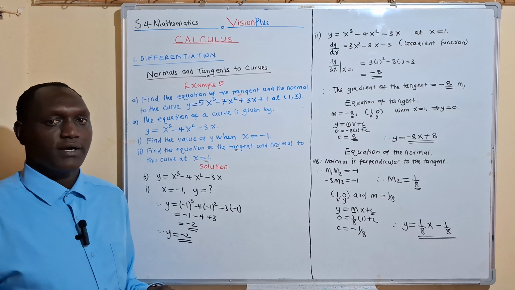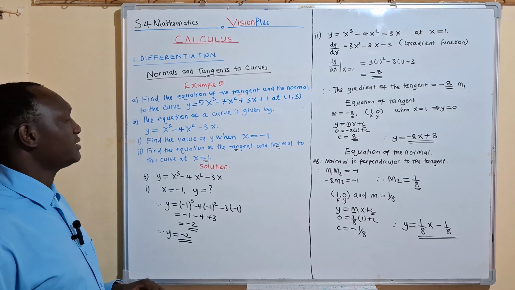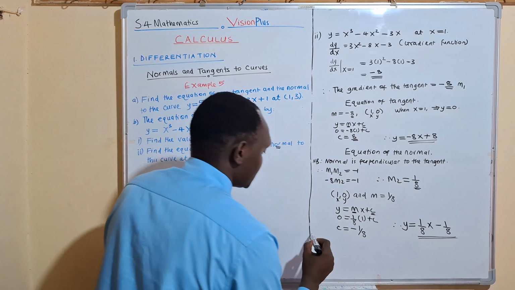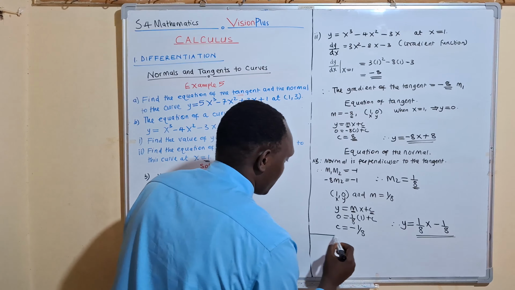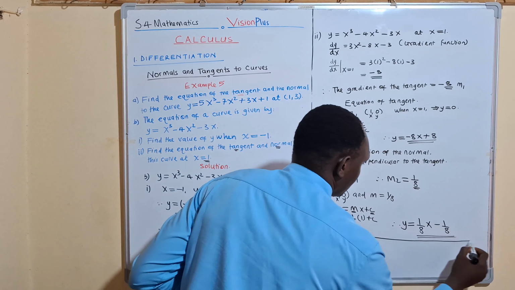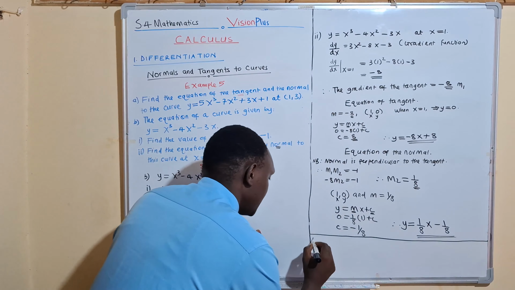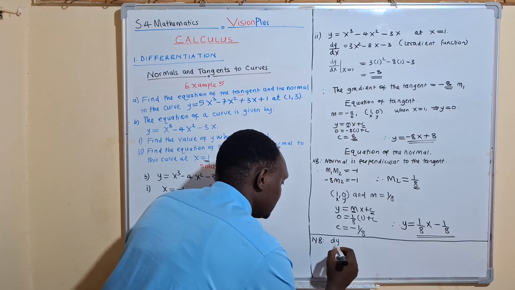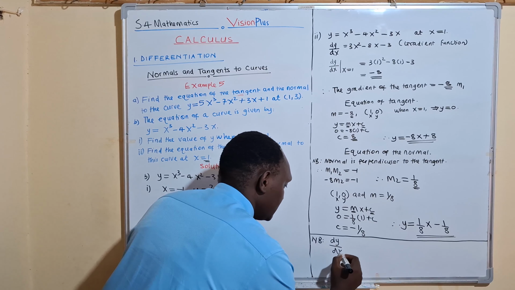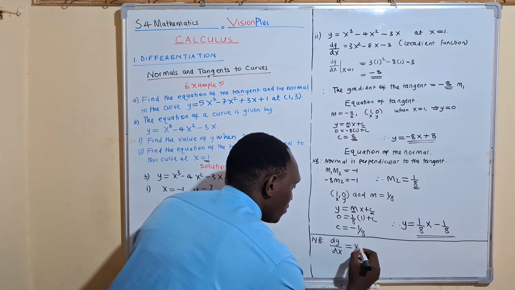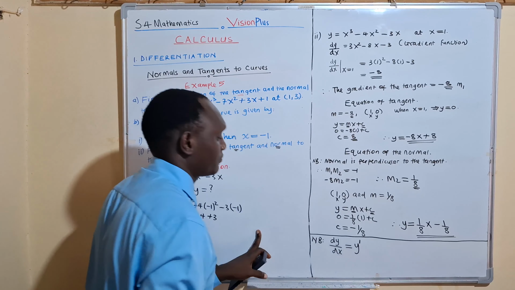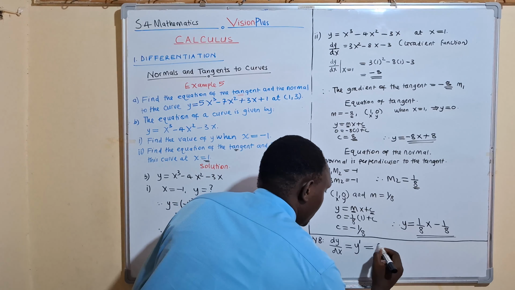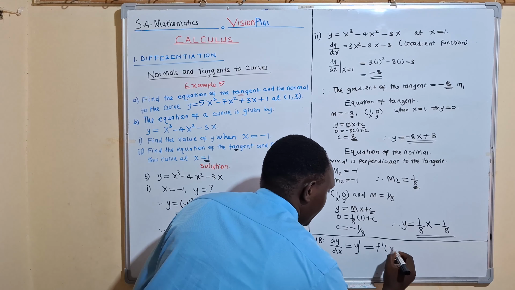Now, we have come to the end of looking at normals and tangents to curves. But there is an NB that I want you to go with. And the NB is that dy/dx is the same as y prime, and is also the same as f prime of x.